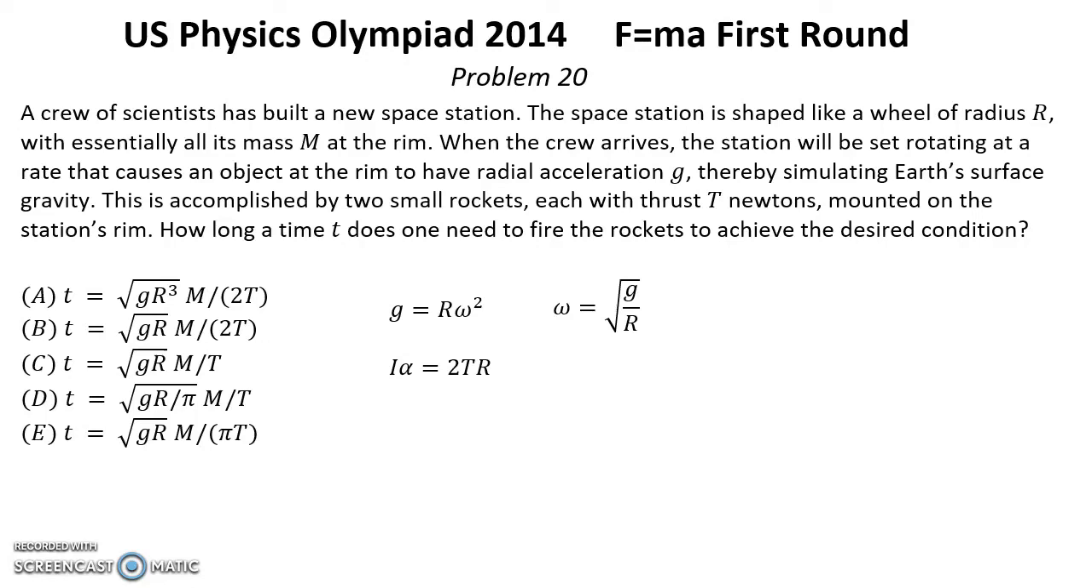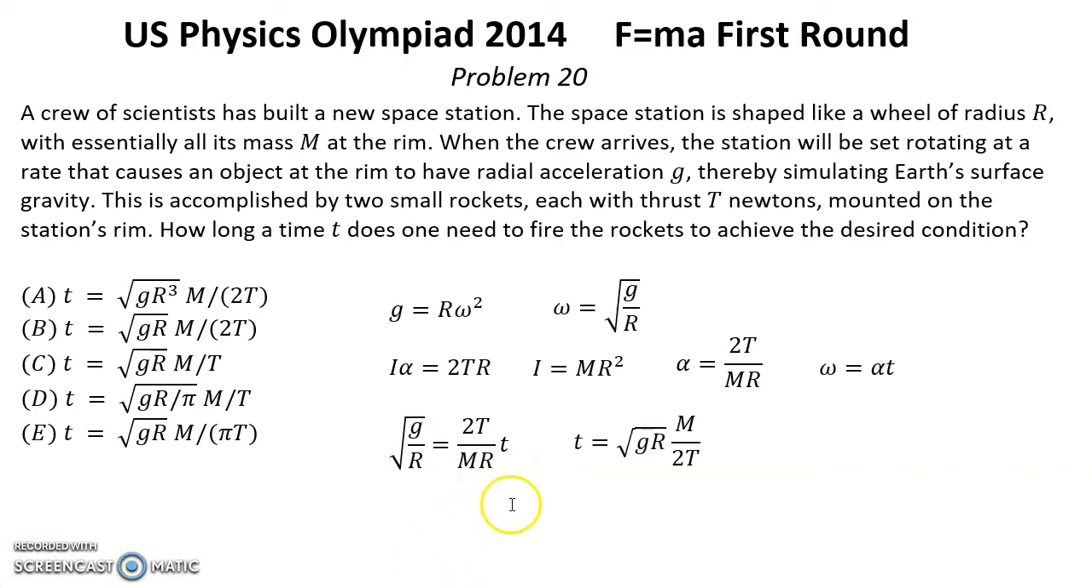In our case, I equals mr squared. It means that alpha equals 2T over mr. And finally, omega must be equal to alpha times t. And now we can put for omega this expression and for alpha this expression, and we have this formula to find what t is. Finally, t equals this expression, the square root of gr multiplied by m over 2T, which is answer B.